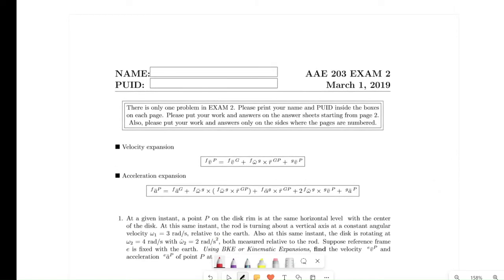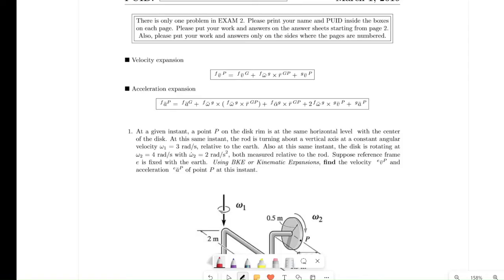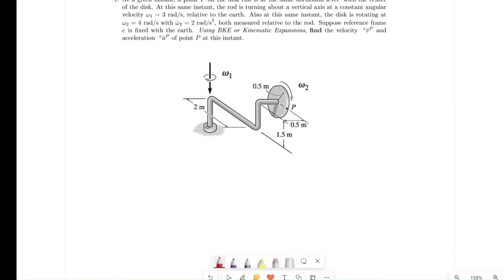Hello everyone, so today we can talk about exam 2 from 203 in the 2019 exam on this fine evening. And so there's only one problem here, which is kind of nice, so let's look at it.